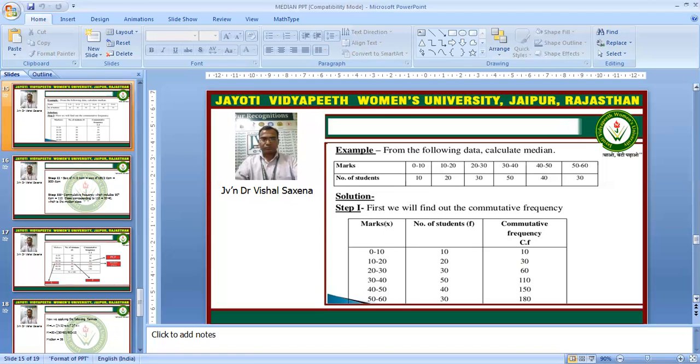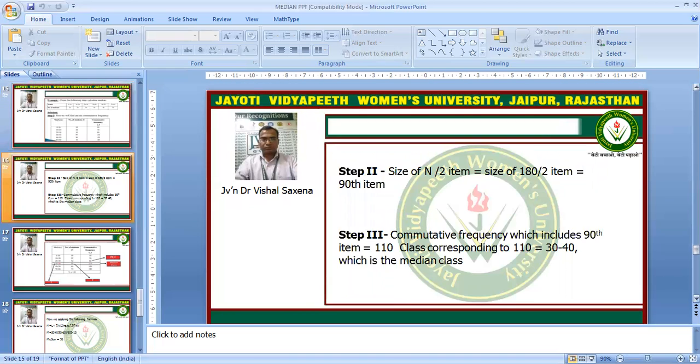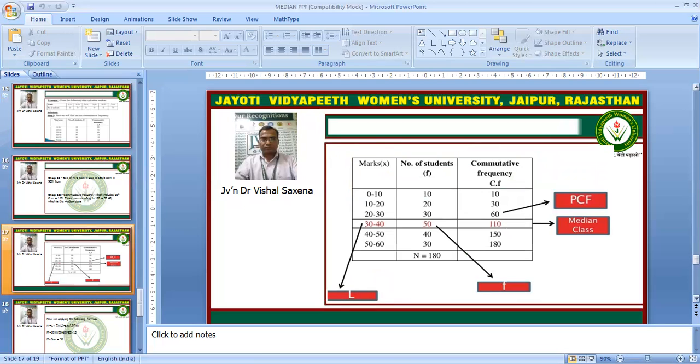50 is the value of frequency of median class interval, and H is given by 10. H means the width of the class interval, which is 10, and PCF, the cumulative frequency just preceding the median class interval, is 60, because 30 to 40 is the median class interval and its previous class interval is 20 to 30, and 60 is its cumulative frequency. So in this table, 30 to 40 is the median class interval, L is equal to 30, F is 50, and PCF is 60.